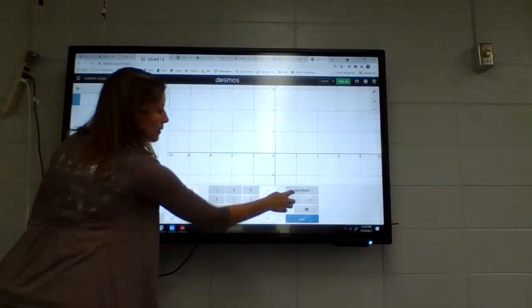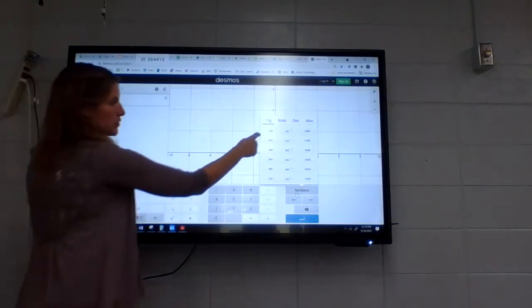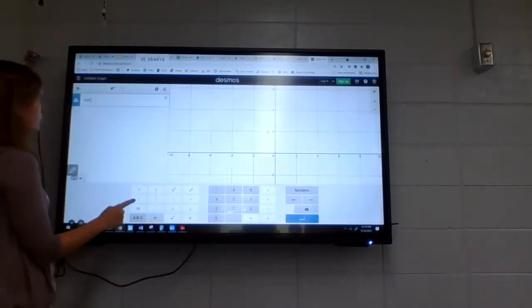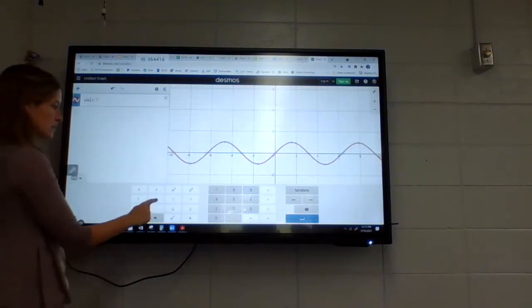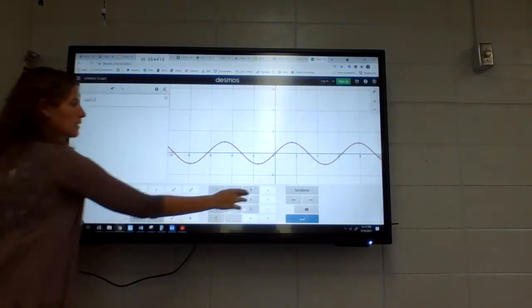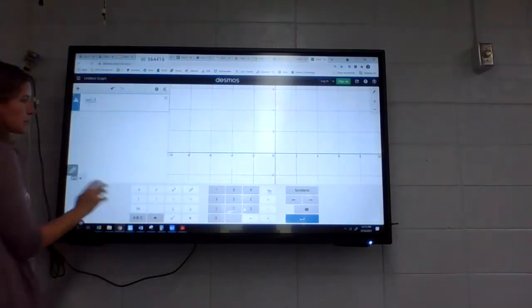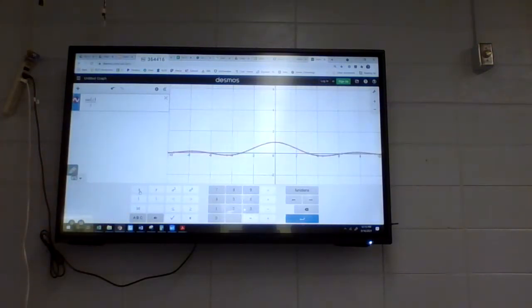So here I just do the function. I know some of you pointed out you can just type in sine, but then we have to divide that by x. Sometimes you have to play with it to make sure it's getting to be the way you want it to be.